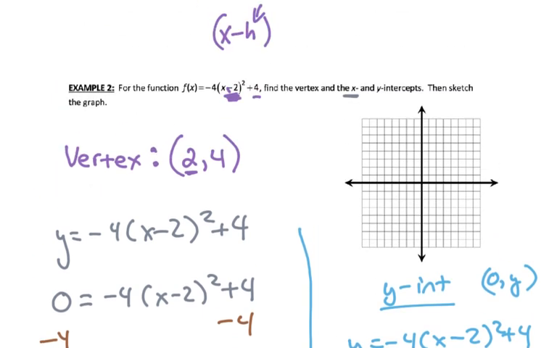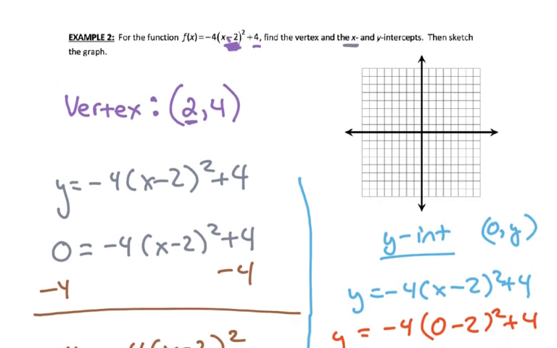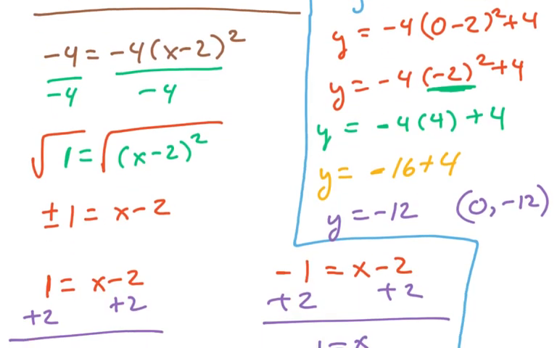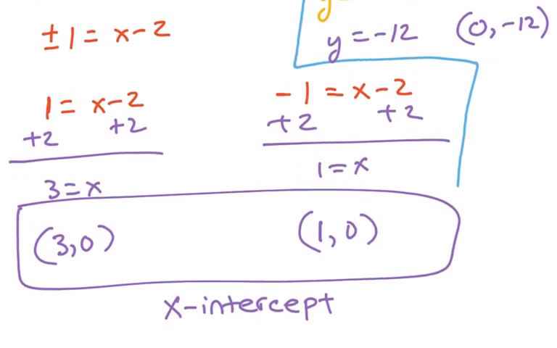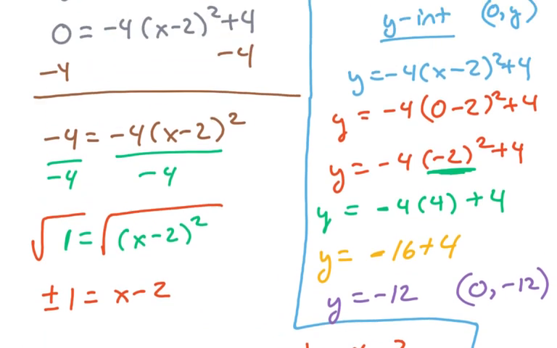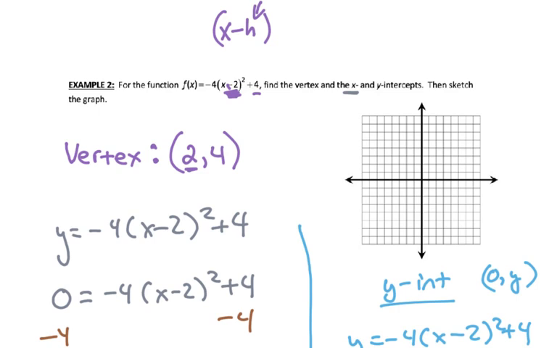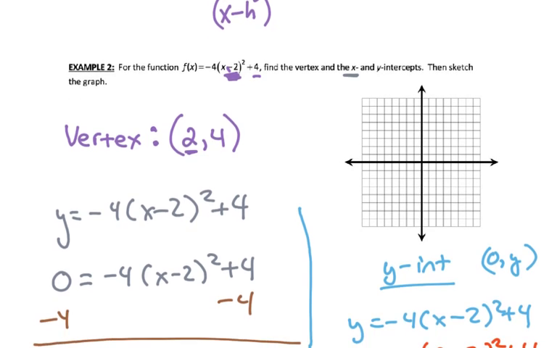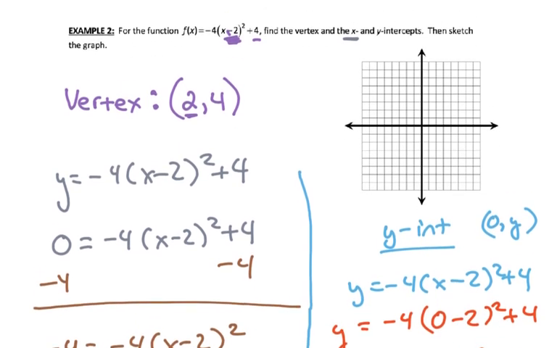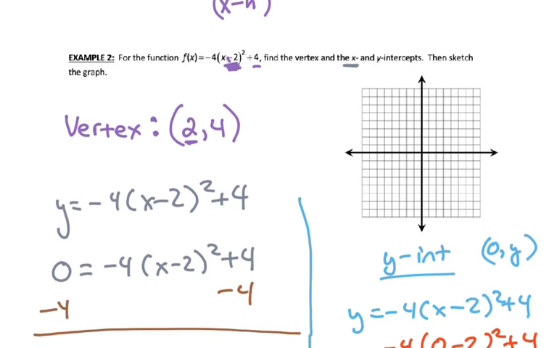So let's graph this. So we know, well, first off, I think these are in increments of 8. So we have 8 to the right and 8 to the left. I think 8 up and 8 down. Let's see, do we have enough space here to fit these? We got 3, 0, 1, 0, 0, negative 12. It looks like we don't, but I'm still going to go by ones. And I'll just embellish the y-intercept.